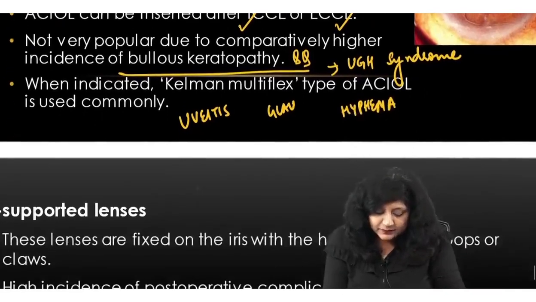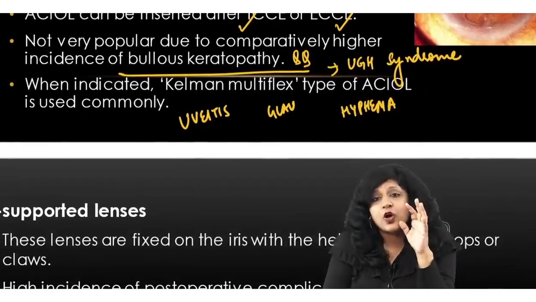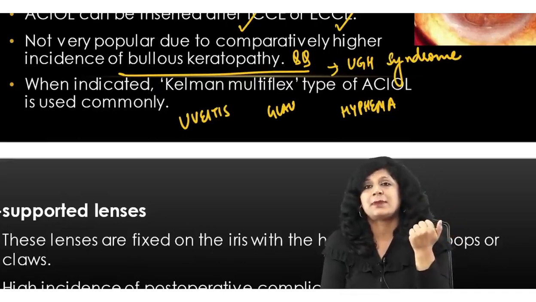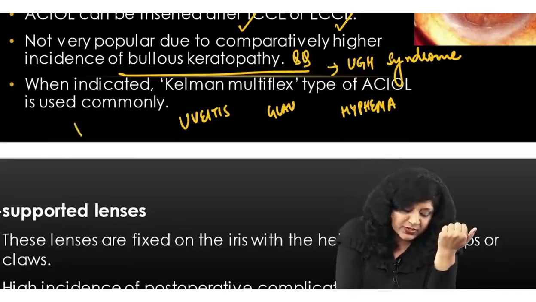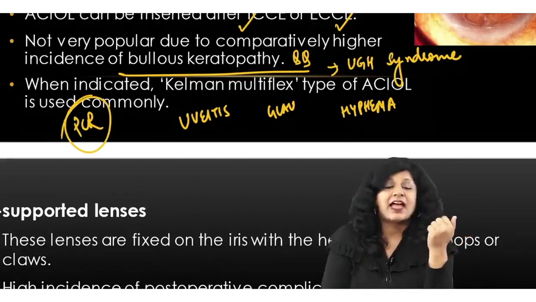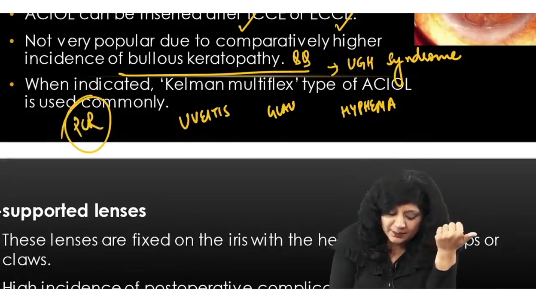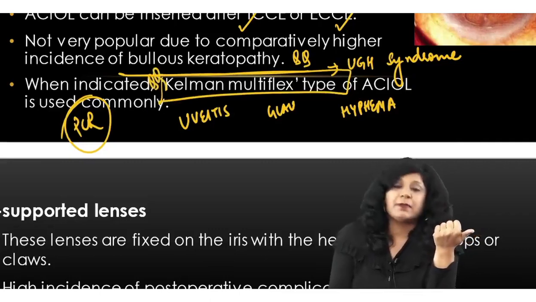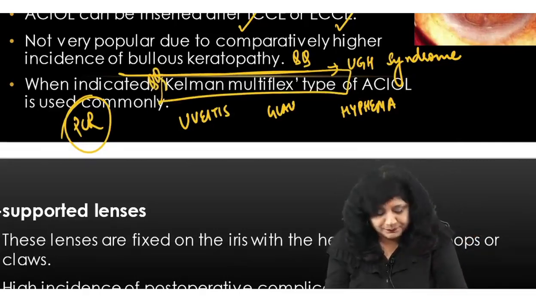When indicated, if at all I want to use it, suppose I am having ICCE done in my patient, or suppose there is a posterior capsular rupture, then I have to give this ACIOL. Which type will I be using? Kelman multiflex IOL. So you can remember one name, Kelman multiflex IOL is used there.